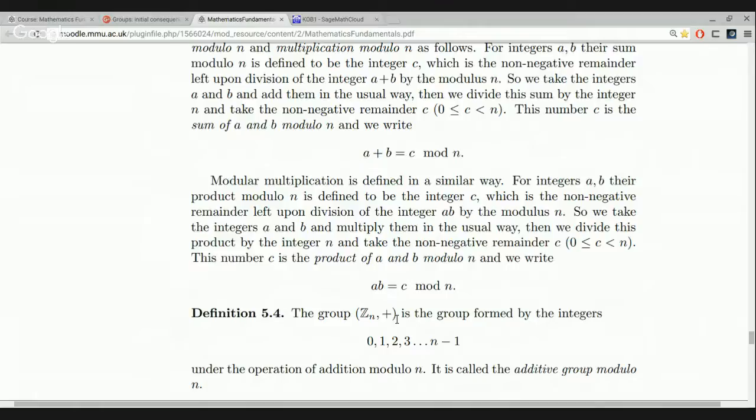This system of 8 elements, 0 through 7, under the operation of multiplication modulo 8 is not a group, because at least the element 2 does not have an inverse. And 4 or 6 won't have inverses either. 0 doesn't have an inverse. Now, that doesn't mean there isn't any group lurking here. There is a group.